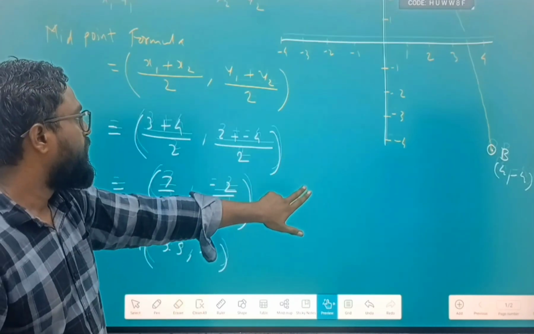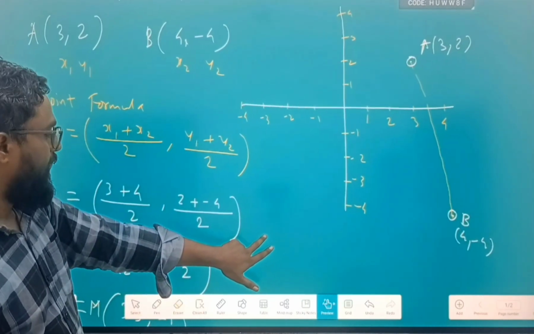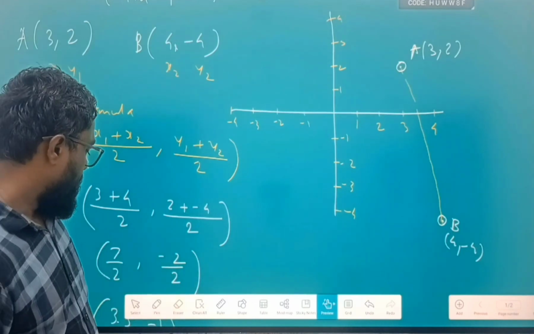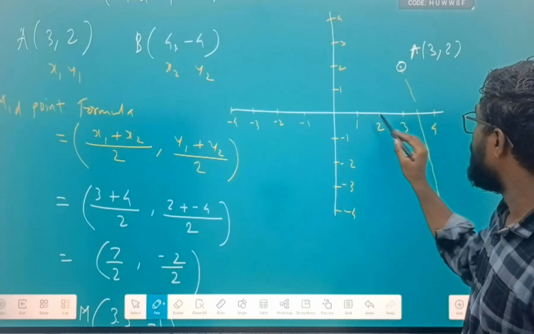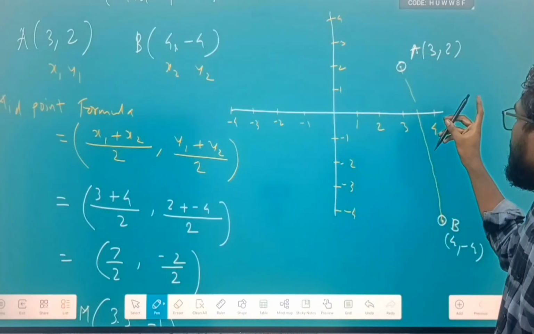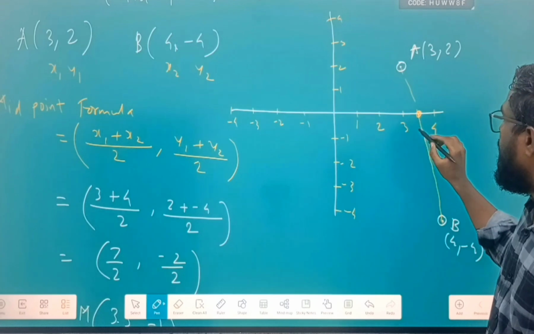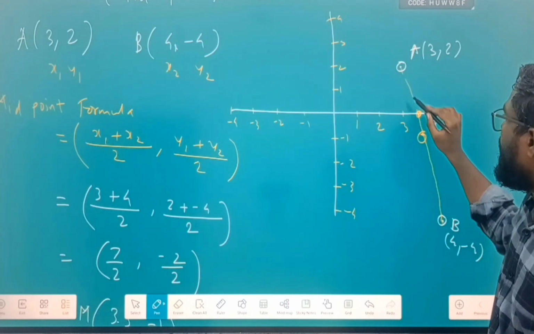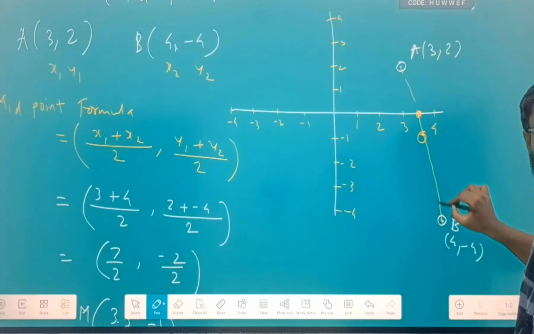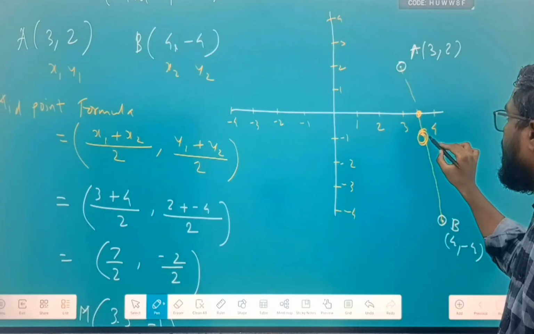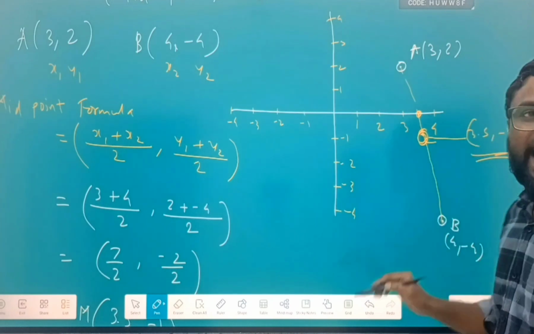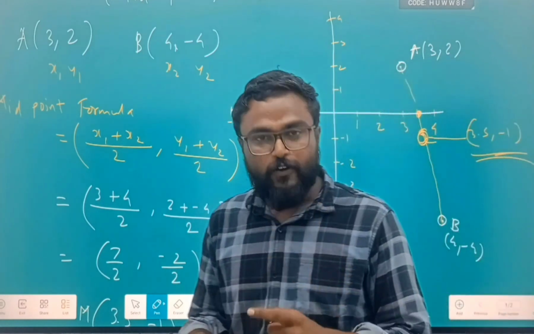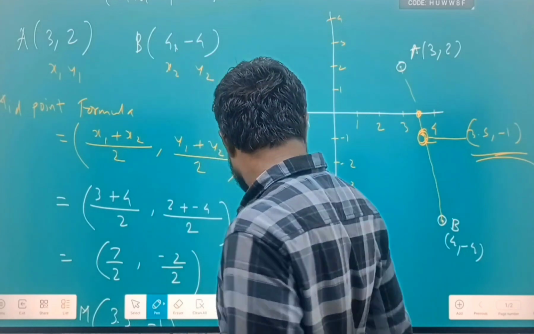So let me take you back. It's 3.5, -1. Ta-da! Let me find 3.5. So 3.5 on the positive x-axis will lie somewhere over here, and -1 will be somewhere over here. So if this line was straight, the midpoint would have been here, which is 3.5, -1. I hope you understood this. I'm going to solve one more problem for your clear understanding of the midpoint formula.